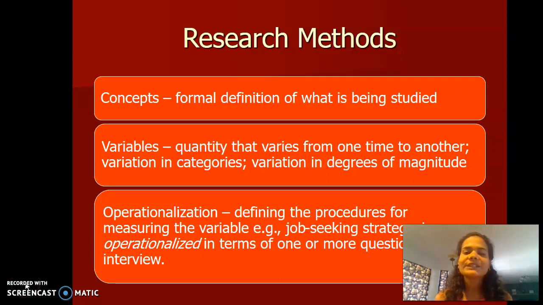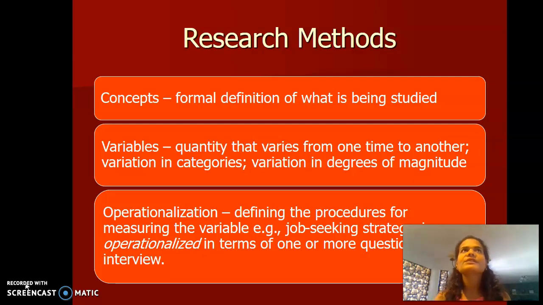Hi folks, so we're going to continue our discussion of research methods, but this time centered around the Stanford prison experiment. Last time we had left off talking about some of the key terminology that's used in social research methods, and we were talking about concepts, variables, and then how to operationalize those variables.